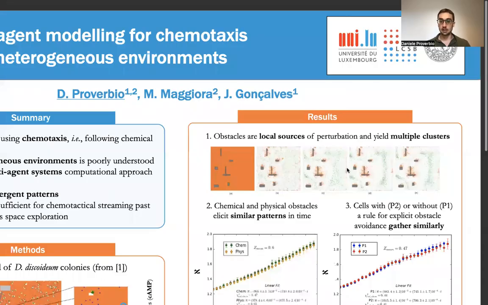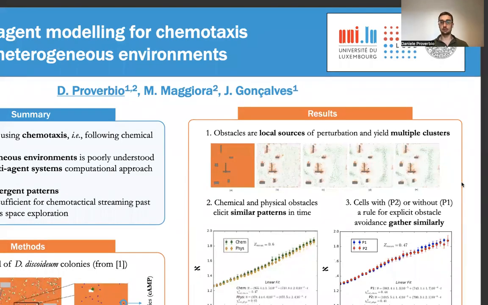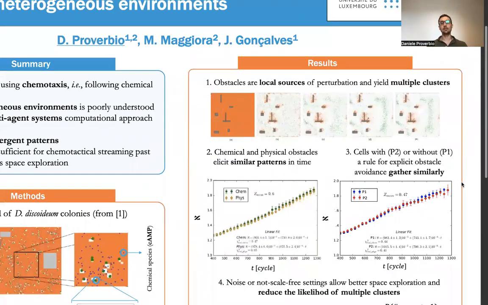The results are as follows. Directly from the snapshots of the simulations, you can immediately see that the obstacles act as local sources of perturbation, of topological perturbation in particular, and yield multiple clusters in several subspaces defined by the obstacles themselves.